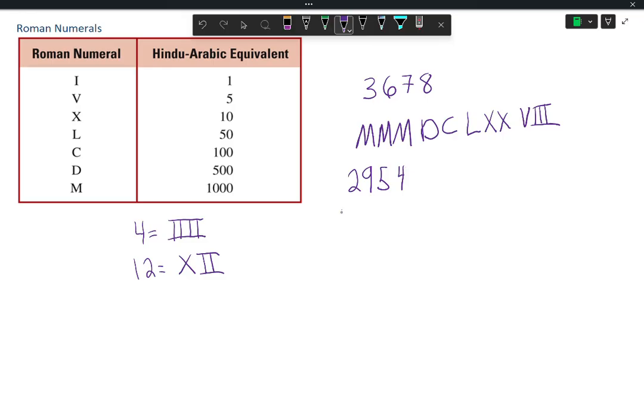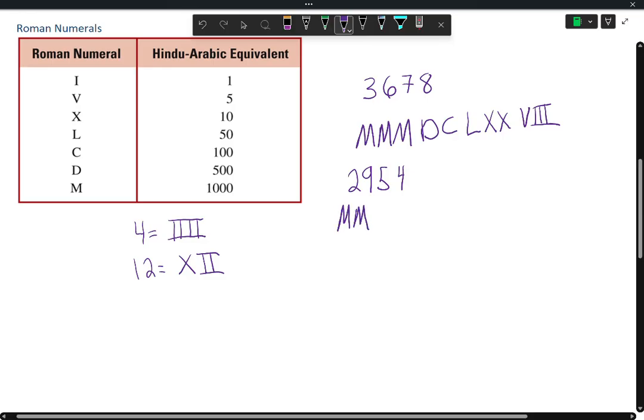So I'll first take care of the thousands. So there's 2 thousands. Now 900 is 100 before 1,000. So I do that by going CM. So that CM is the 900, or 100 before 1,000. Then I have 50, which I use an L, and then 4 is 1 less than 5. So a symbol before represents subtraction.